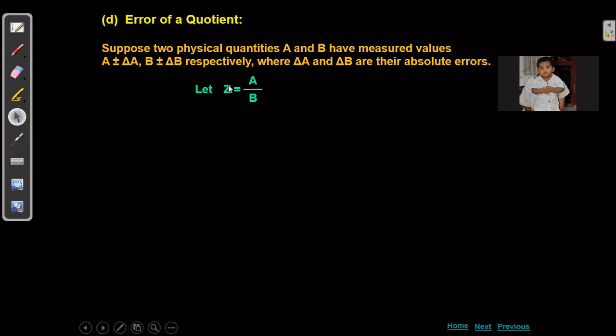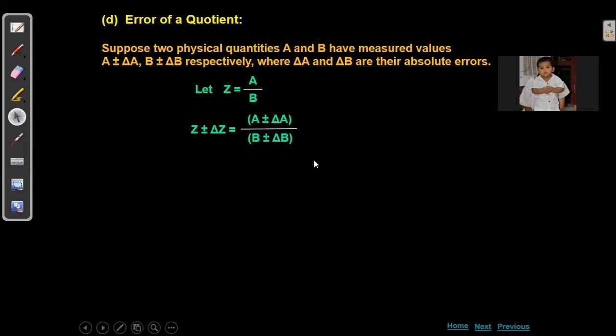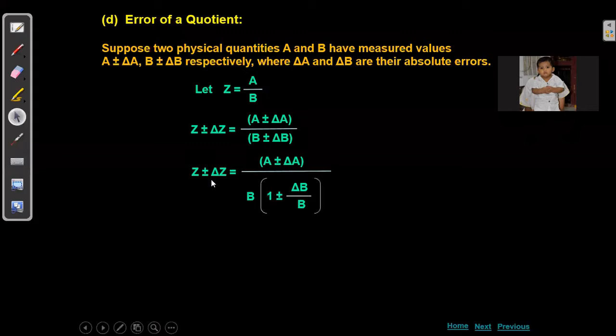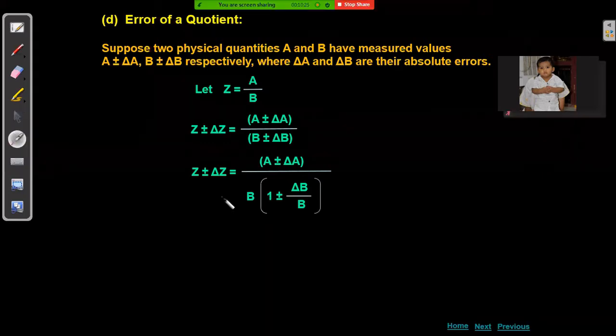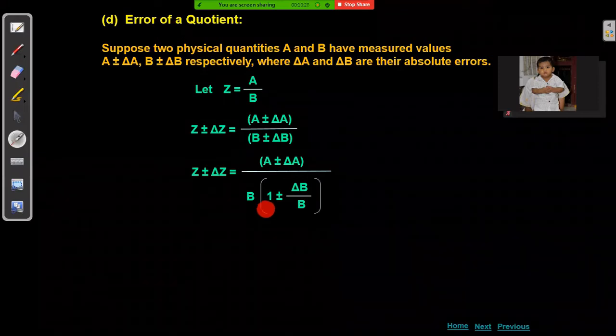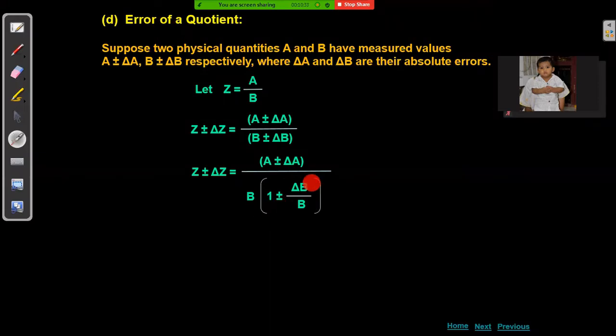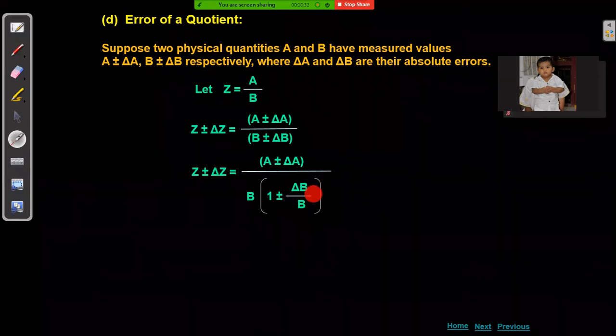When we take the overall measurement, we take Z plus or minus delta Z equals A plus or minus delta A, divided by B plus or minus delta B, including our absolute errors. In the denominator I have taken B common, so we get 1 plus or minus delta B by B. If I multiply this B back in, the second term gives delta B again, so we come back to this step. I just took B common out.